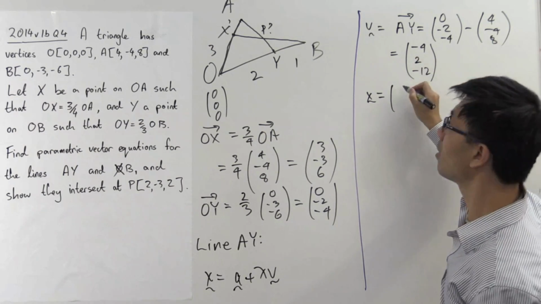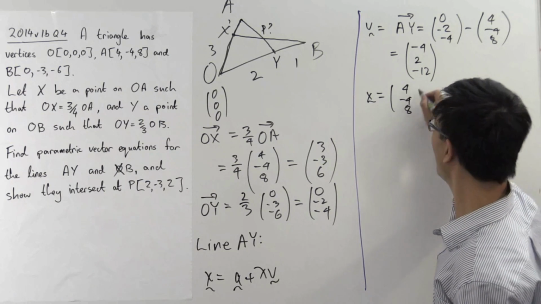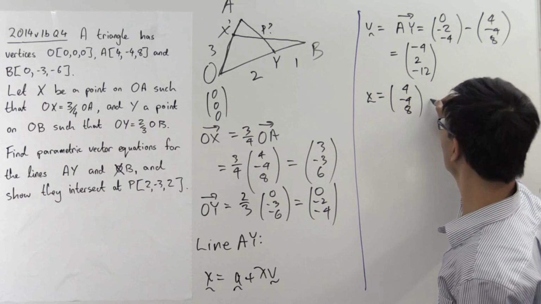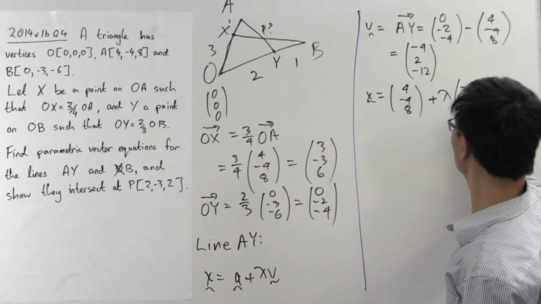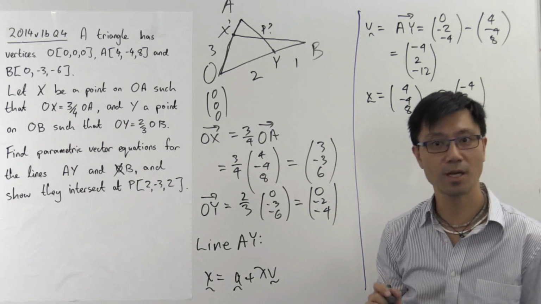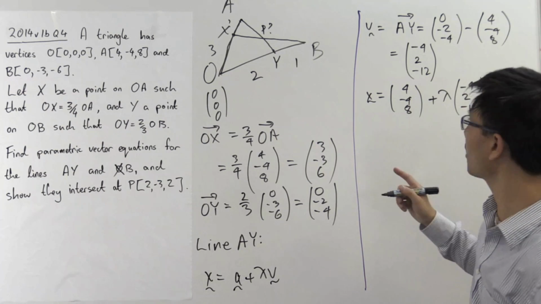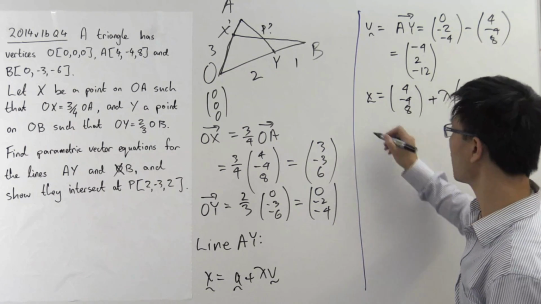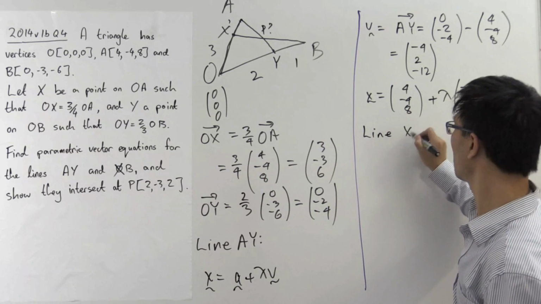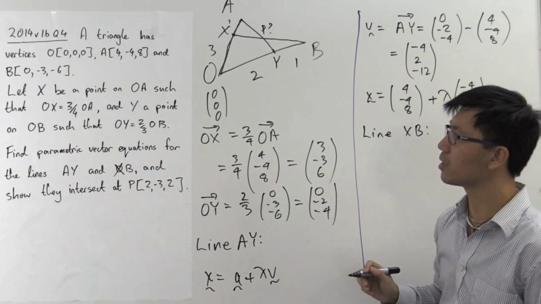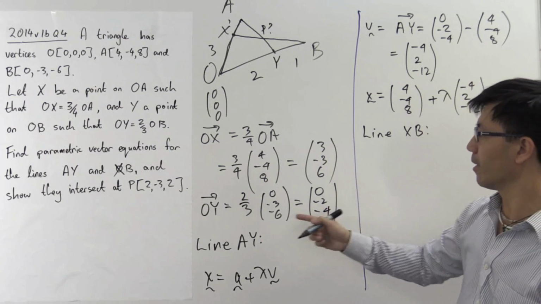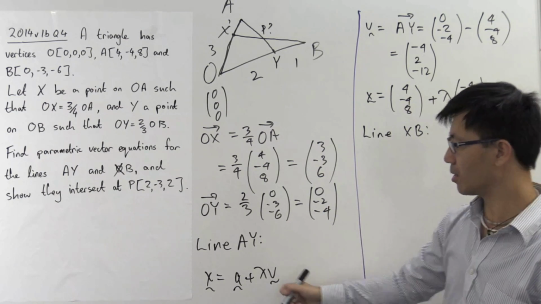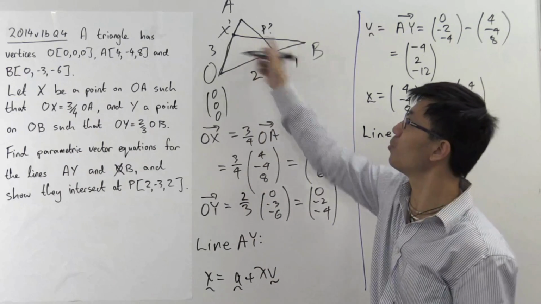So that's the A: (4, -4, 8). And then you have to add lambda times this vector here: (-4, 2, -12). Okay? And you can do the same thing with the line XB. So for the line XB, you just have to work out the direction, similarly, and pick a point where you've got the 2 points there anyway.